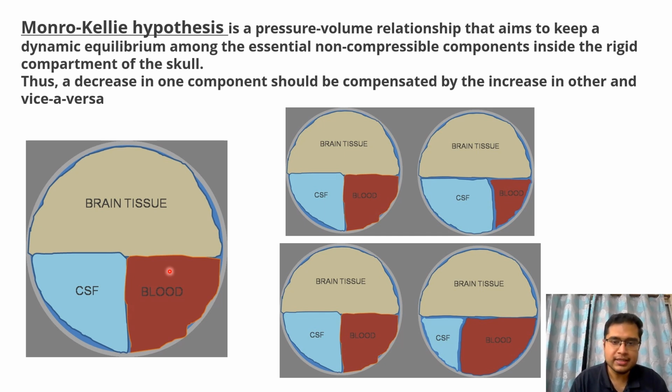So here, as we can see, the CSF decreases in spontaneous intracranial hypotension. As the CSF decreases, the blood has to increase, and the brain tissue has to increase, to compensate and maintain the equilibrium. Because of that, we could see the enlarged pituitary gland, and we could see the distension of the dural venous sinuses on imaging. The opposite happens in idiopathic intracranial hypertension: as the CSF increases, the brain tissue and the blood decrease.